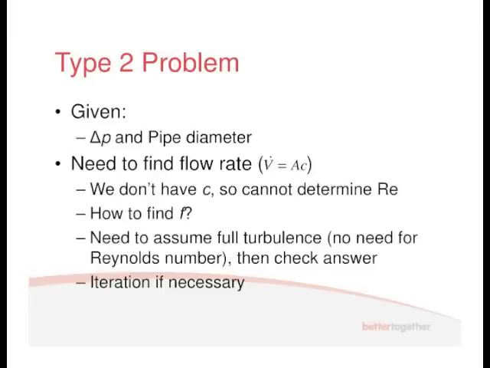Because we don't know what C is, we can't determine the Reynolds number. The Reynolds number requires you to know the flow velocity. So how can you find the friction factor? Well, you can't, but you can make a stab at it. On the Moody chart, you have a guess.